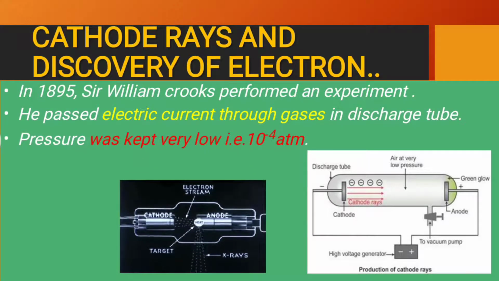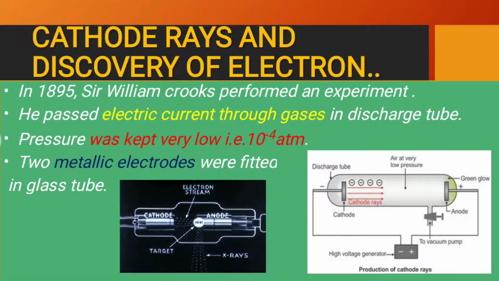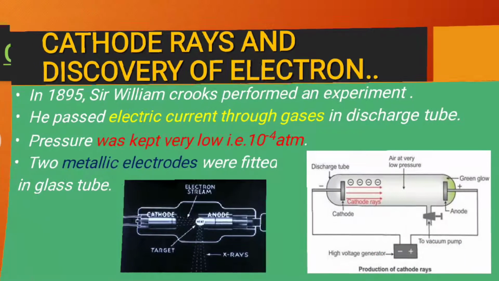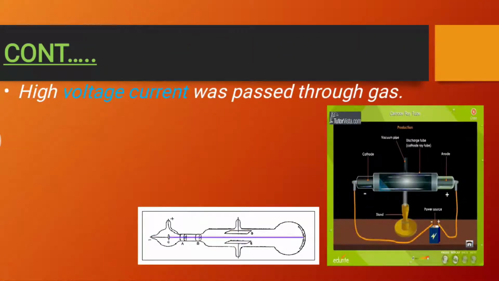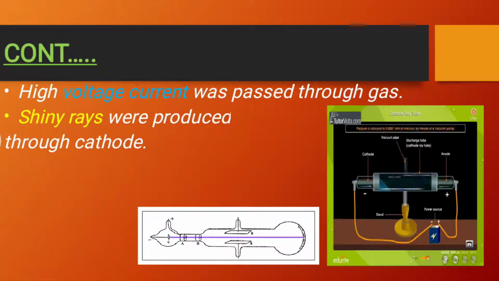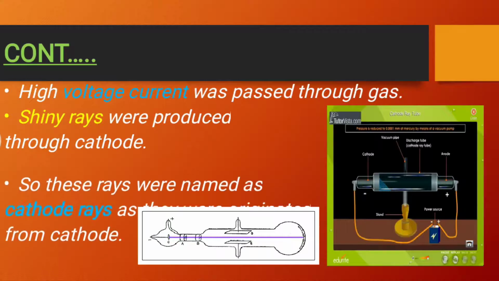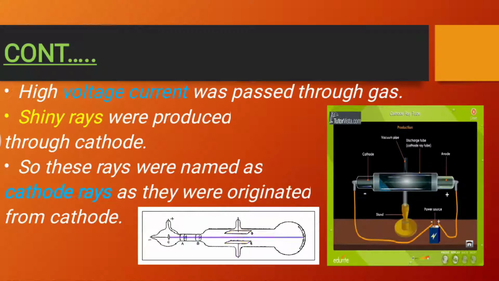During his experiment, pressure was kept very low, that is 10 raised to power minus 4 atm. Two metallic electrodes were fitted in glass tubes. Metallic electrodes were cathode and anode. Cathode is negatively charged while anode is positively charged. High voltage current was passed through gas. Shiny rays were produced through cathode. So these rays were named as cathode rays as they originated from cathode.